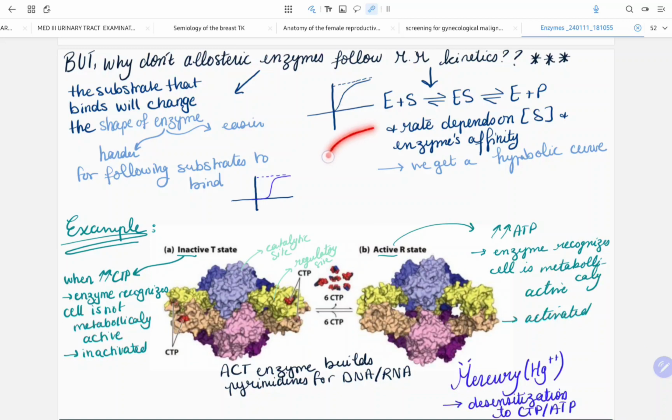This is a hyperbola. But this one is more of a sigmoidal looking curve. So to reiterate, this one is not like this one, because in this one the shape of the enzyme, or the activity of the enzyme, is changing. And when the activity or shape of the enzyme is changing, its interaction with different substrates is going to be different. However, in this one, the enzyme is not really changing. It binds to the substrates the same way, whether it be the first substrate or the 100th substrate.